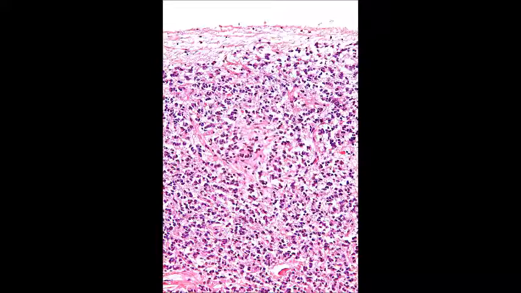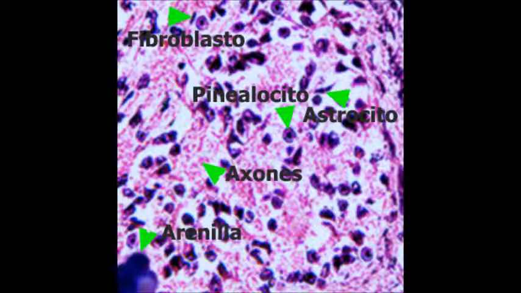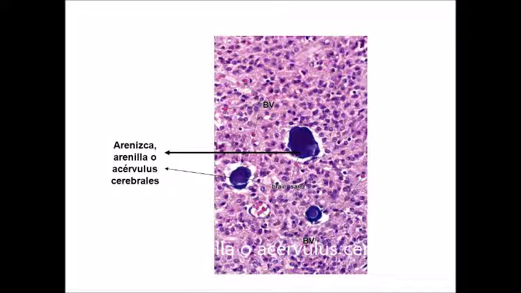It has two important cells. They are called pinealocytes and interstitial cells, like we can see in the pictures. Also, there we have the pinealins, the sand, and some fibroblasts.